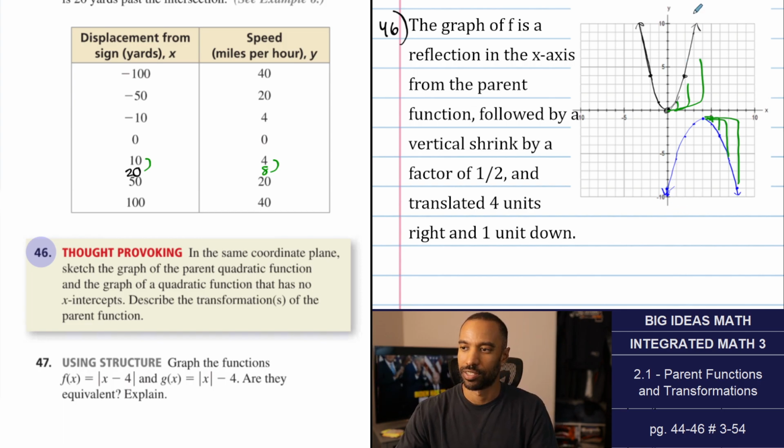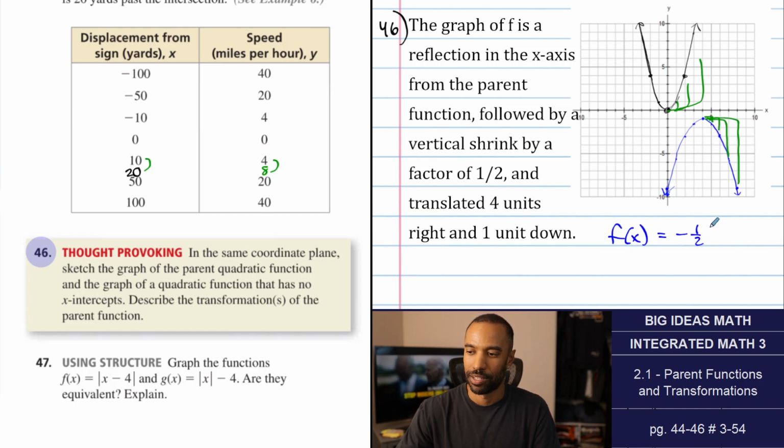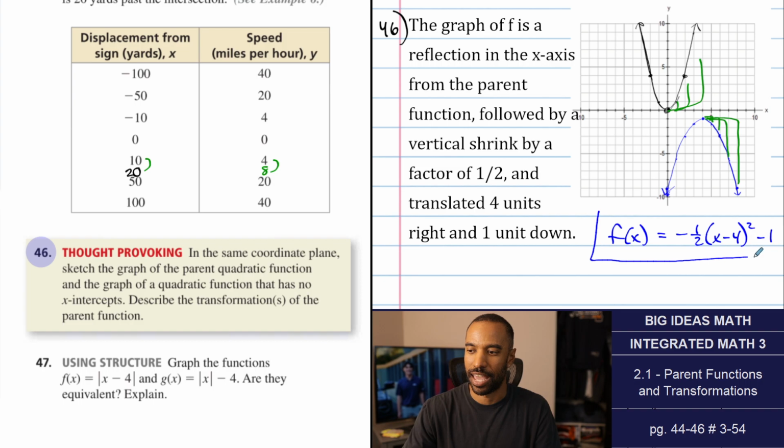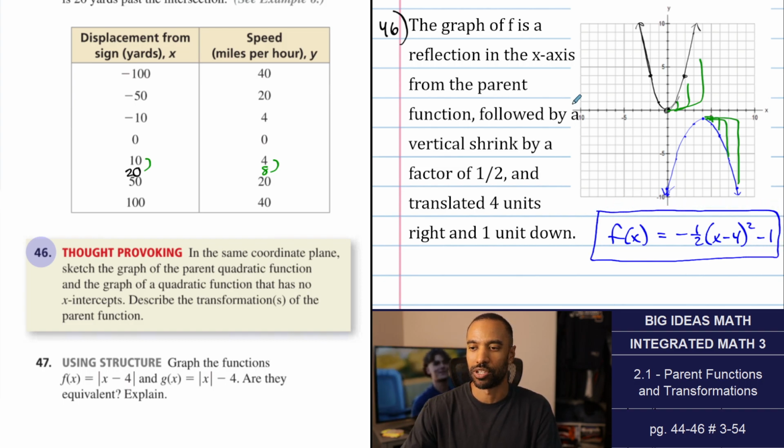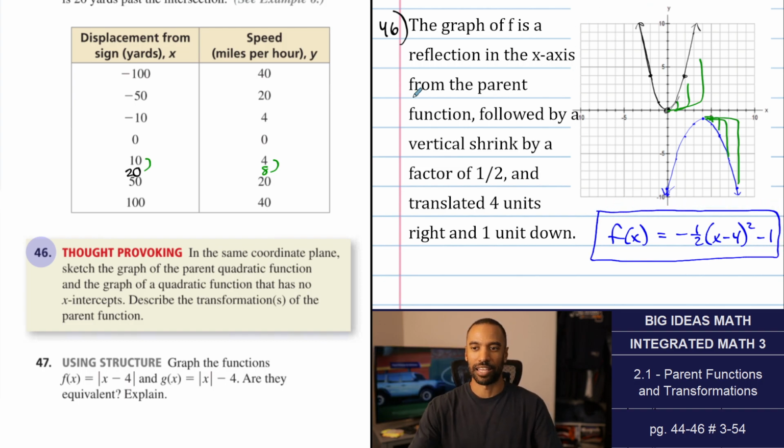F of x, we do it in blue. F of x equals, not that they asked for this, negative 1/2 times (x minus 4) quantity squared, it's a quadratic, minus 1. It's a lot of negatives, and that is my equation. I don't know why I'm boxing that. The answer is this part here.